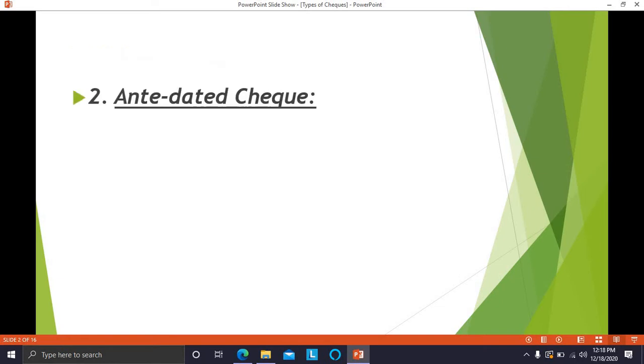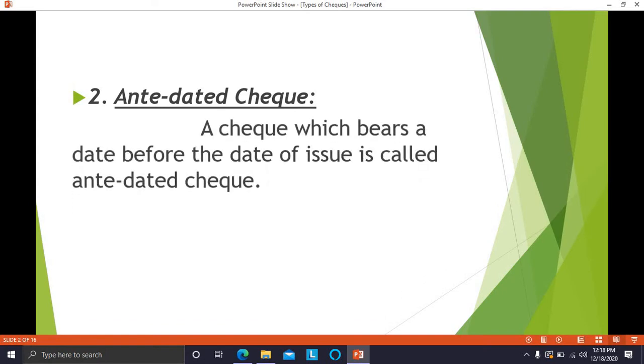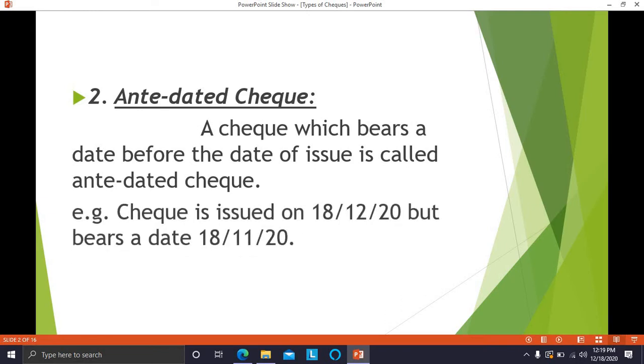Second type of check is antedated check. Antedated check means a check which bears a date before the date of issue is called as antedated check. So for business purposes, it is necessary to give such kinds of checks, that is before the date of issue, they may write the date. Check is issued today, that is on 18th of December. But what date is written on the check? The date written is 18th of November. Such check is called as antedated check.